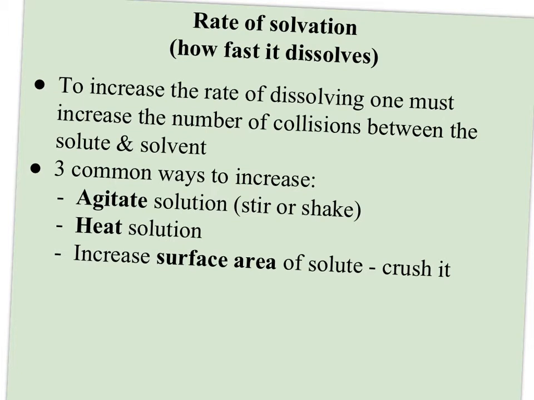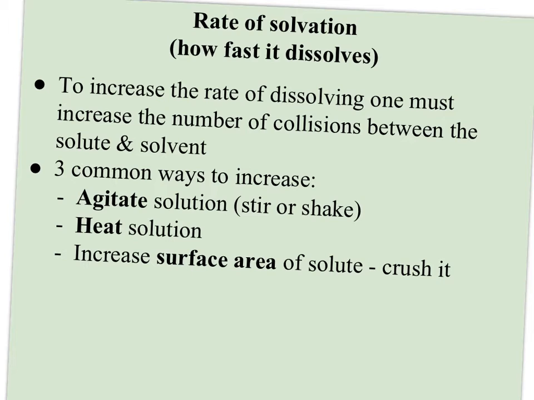So the rate of solvation is how fast it dissolves. You can't change whether something's going to dissolve or not without actually changing the substance, but you can change how quickly it dissolves. And to do that, you have to increase the number of collisions between the solute and the solvent. Because remember, this is all about the solvent getting into the solute and carrying it away, spreading it out equally in the solution. So the three common ways to increase it, you could probably come up with on your own, because certainly there's been enough times when you've been cooking that you've been trying to get things to dissolve.